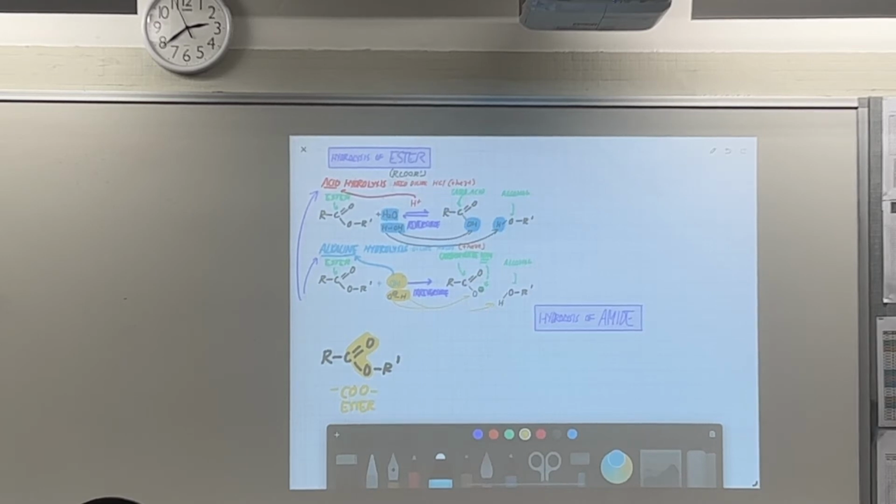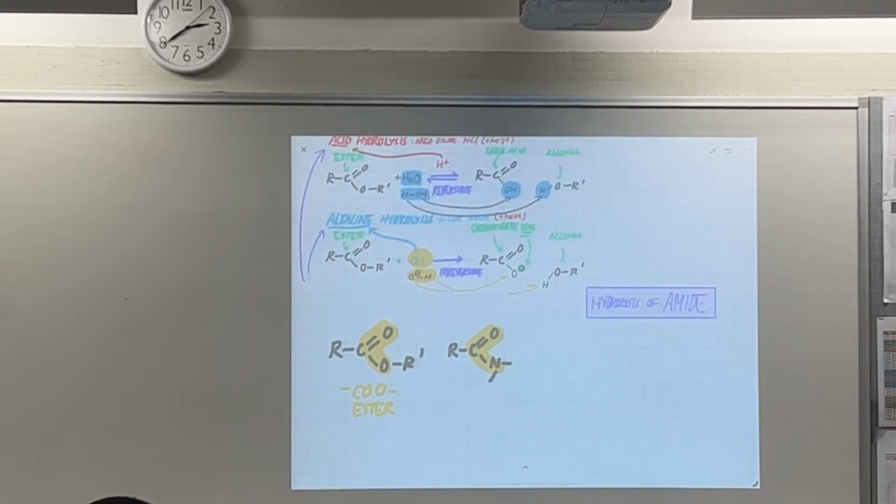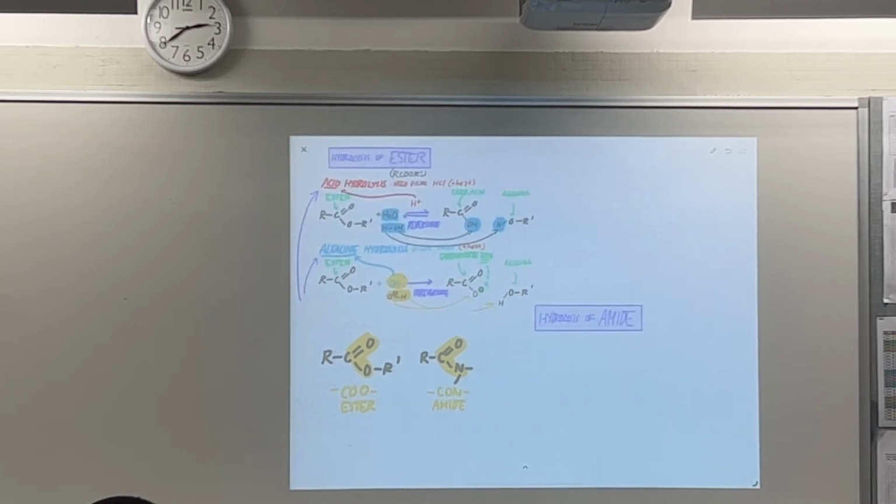When I want to search for amide, the distant relative of ester, I look for CON. So I look for CON. Okay? As there is a CON group in here, that's the difference between amide and ester. To me, they are distant relatives. They look similar. And not only do they look similar, the reactions are also similar.